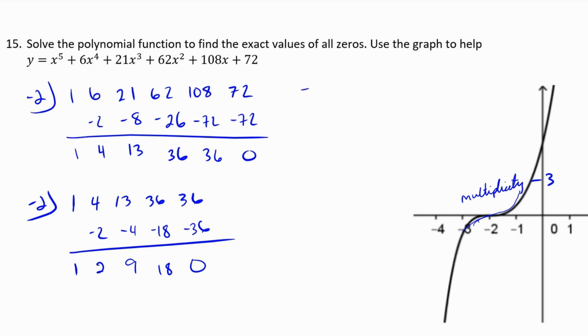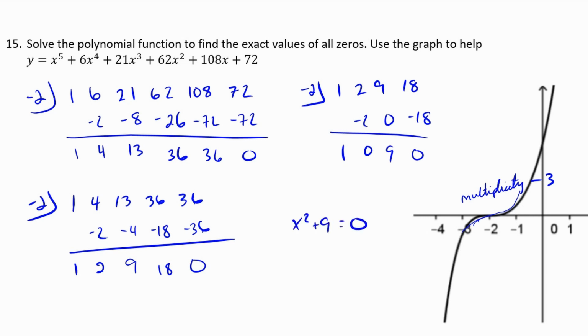I'll do it right here. -2. So I have -2, and then the results 1, 2, 9, and 18. Doing that division now, 1, -2, 0. -2 times 0 is 0, bring the 9 down. And -2 times 9 is -18. So now my result is x squared plus 9 equals 0.